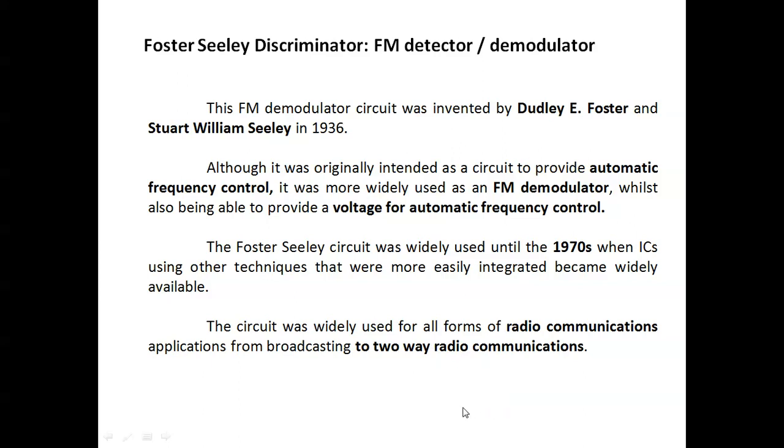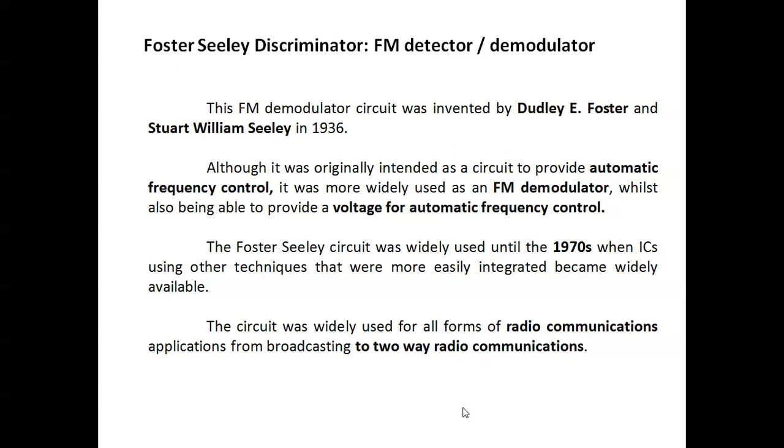Okay, the topic name is Foster-Seeley discriminator, so FM detector and demodulator. Under that there are many classifications we have already seen: slope detector, frequency discriminator. Now, Foster-Seeley discriminator or demodulator.